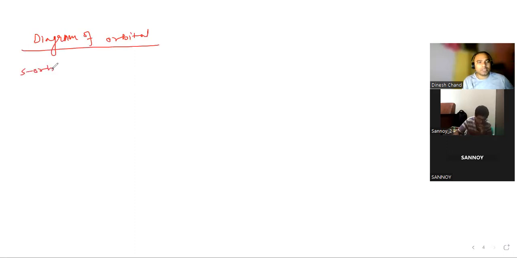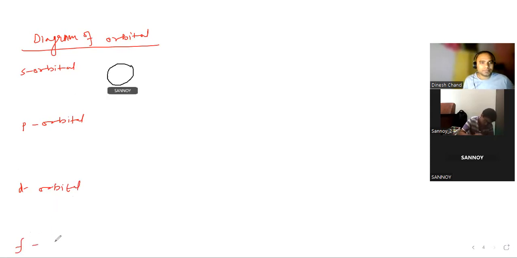Diagram of orbitals. Whatever you know, you better try to draw. So s orbital you draw, then you draw p orbital, then you draw the d orbital. F orbital, have you seen the shape of F orbital? No, sir.